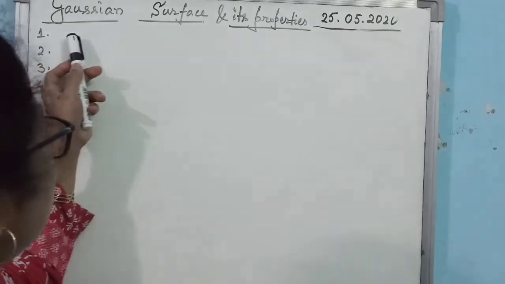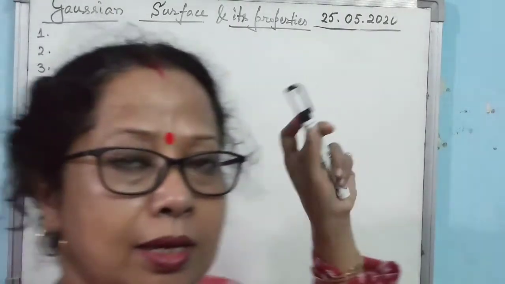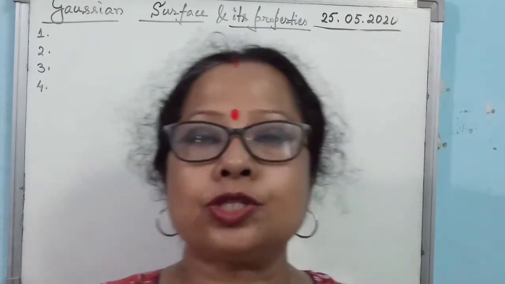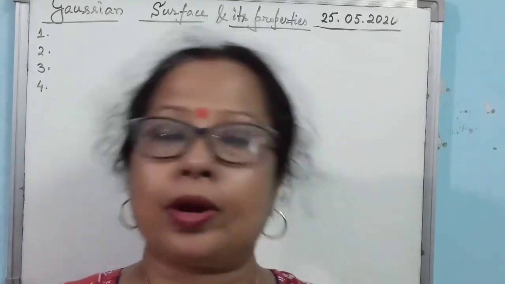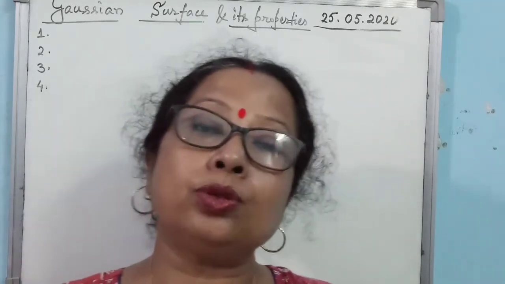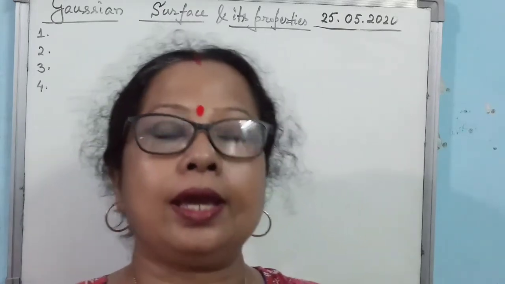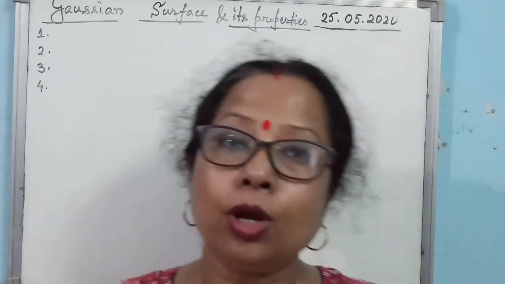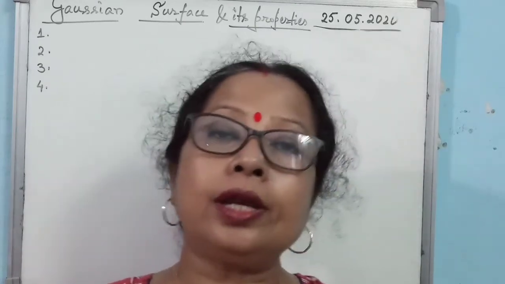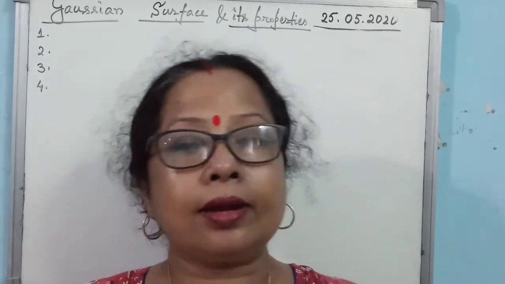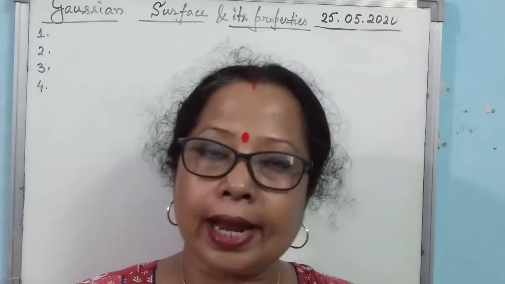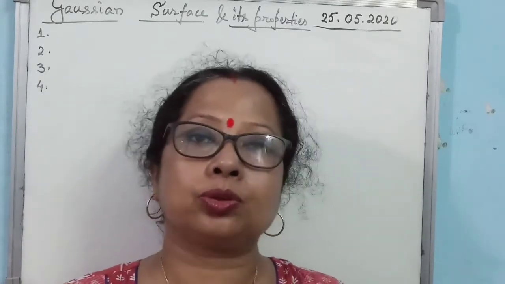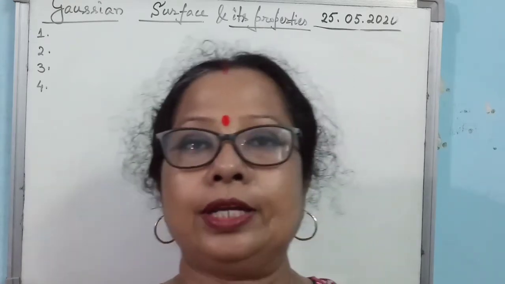I have written one here. I am not writing it, I am saying it verbally, but you must note it down in the copy. So the Gaussian surface should be a closed surface. Second point: you should assume the Gaussian surface in such a way that it passes through the point of observation, or the point where you want to find the electric field intensity. So the second property is that the Gaussian surface should pass through the point of observation.